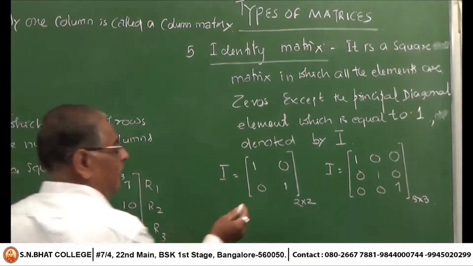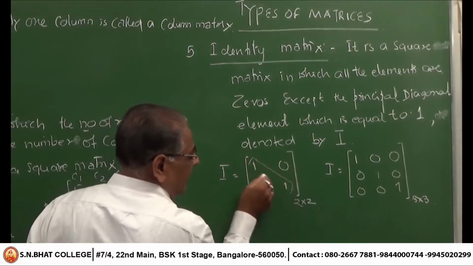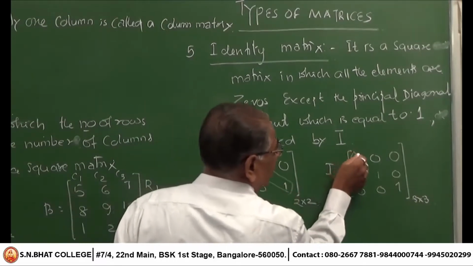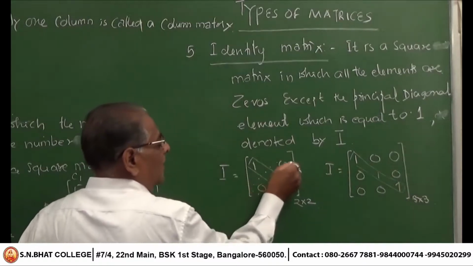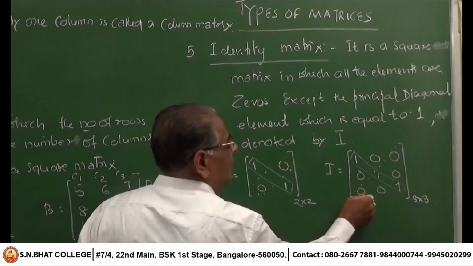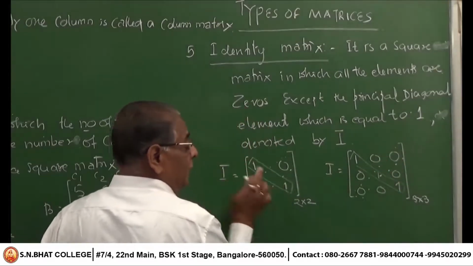See, in the first example, all the elements are 0 except this one, which is the principal diagonal element. This is the principal diagonal element. In this case, this is the principal diagonal element, whereas this one is a secondary diagonal element. This is the secondary and this is the principal diagonal element.